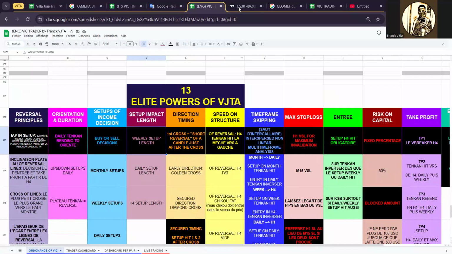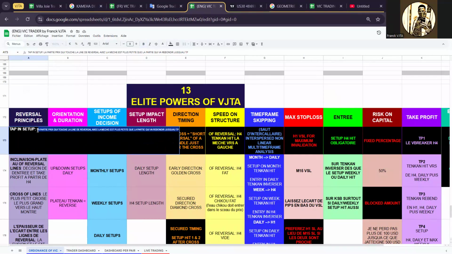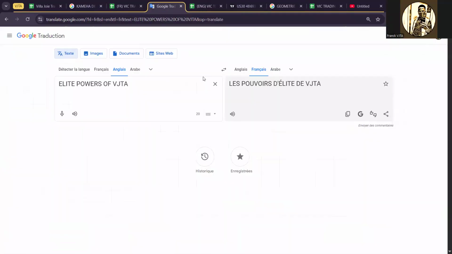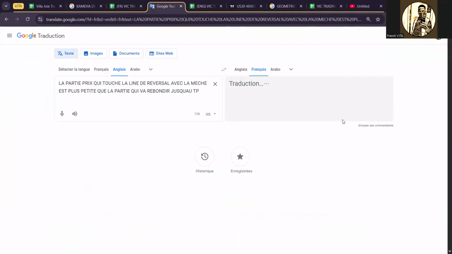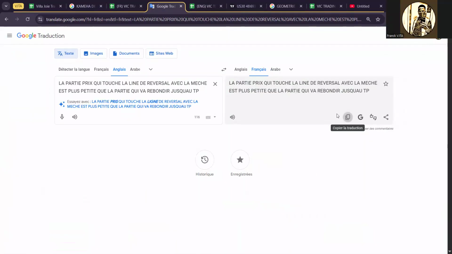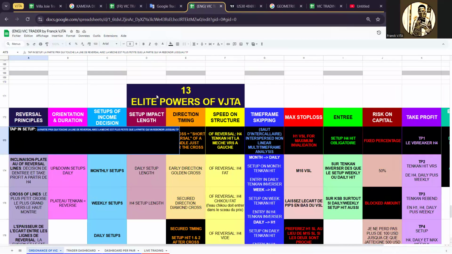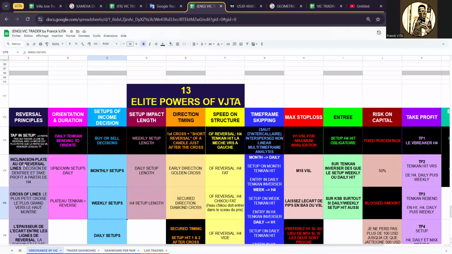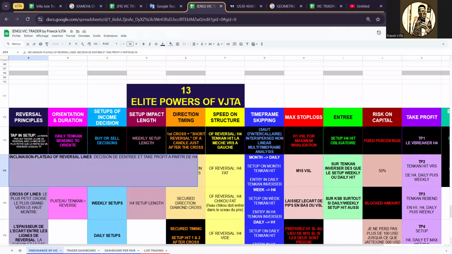So you have here many principles. We have the reversal principle. What does the reversal principle mean? Every time a setup is being touched, right? It is a reversal.